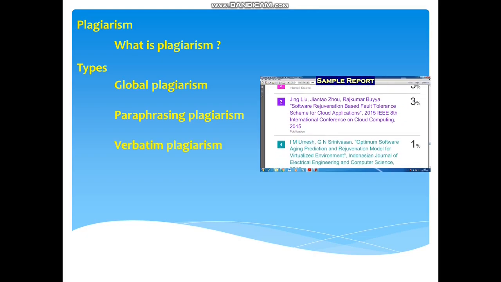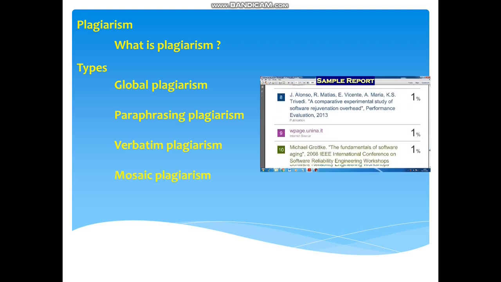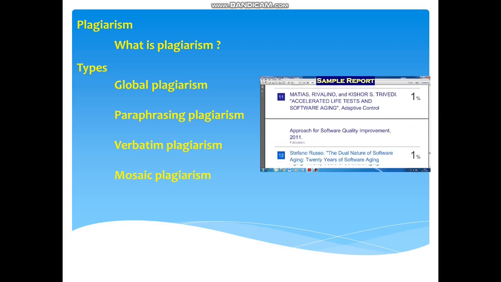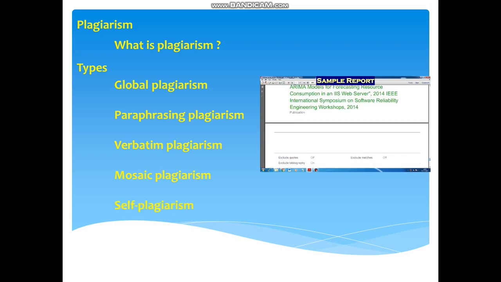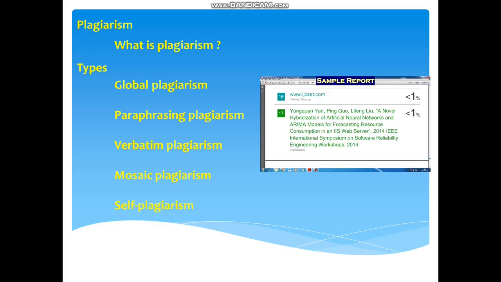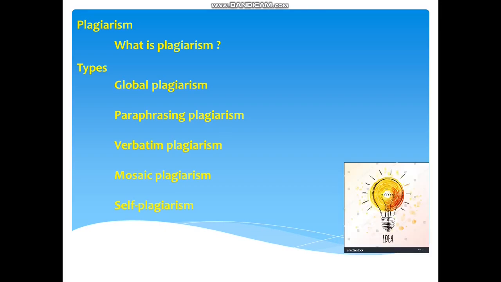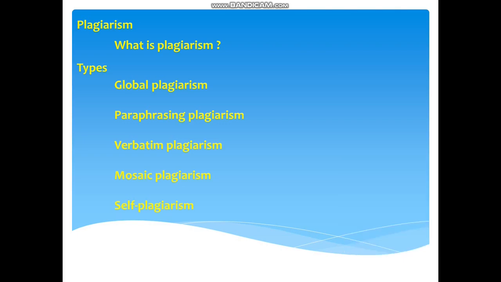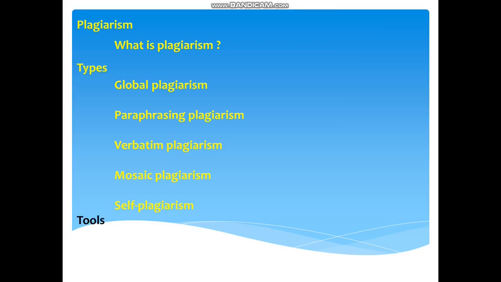If you copy a text and use in your work without citation, it is verbatim plagiarism. If you combine ideas and text from different papers without citation, it is called mosaic plagiarism. Finally, if you reuse your own previous work, it becomes self-plagiarism. Hence, write your own ideas and don't copy parts of it from others. Always use plagiarism checker tool before you submit your article. Some of the available tools are Turnitin, PlagScan, and Grammarly.